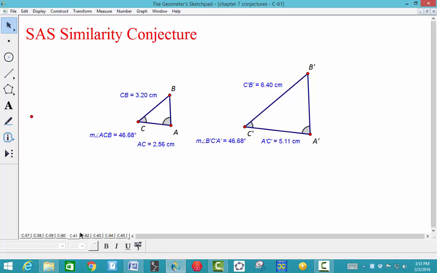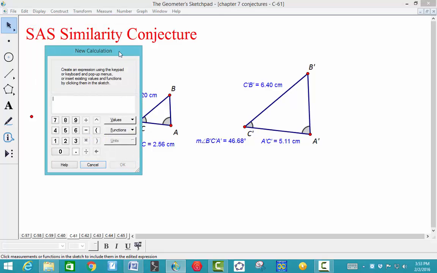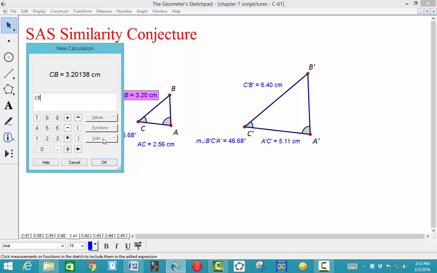Conjecture number 61, side-angle-side similarity conjecture. If 2 sides of one triangle are proportional to 2 sides of another triangle, and the included angles are congruent, then the triangles are similar. So what we have here is we're going to show that the sides are in the same ratio.